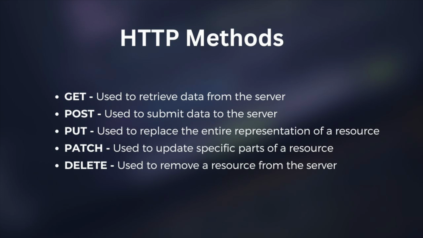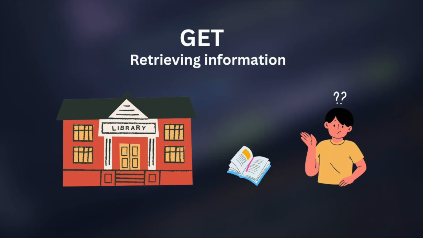To make it more understandable, let's go through a scenario. Imagine you want to read a book. So you go to a library and ask the librarian, can I get this specific book? So this is a get request which you are making to the librarian. In response to the request, the librarian gives you the book and you borrow it.